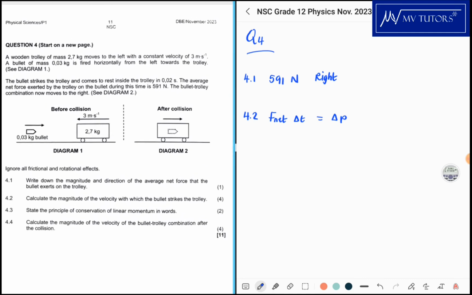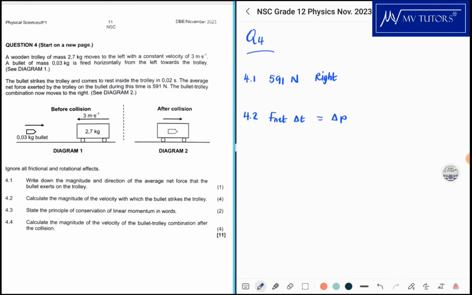Okay, so for 4 marks, calculate the magnitude of the velocity with which the bullet strikes the trolley. So we have the force, we have the time, we have the mass of the trolley as well as the bullet, but now it's the magnitude and velocity with which the bullet strikes the trolley. So it's about to strike the trolley. So in this case, we're only looking at the bullet. Okay, we're not going to add the mass of the trolley in this case. Okay, it's the velocity with which the bullet strikes the trolley.